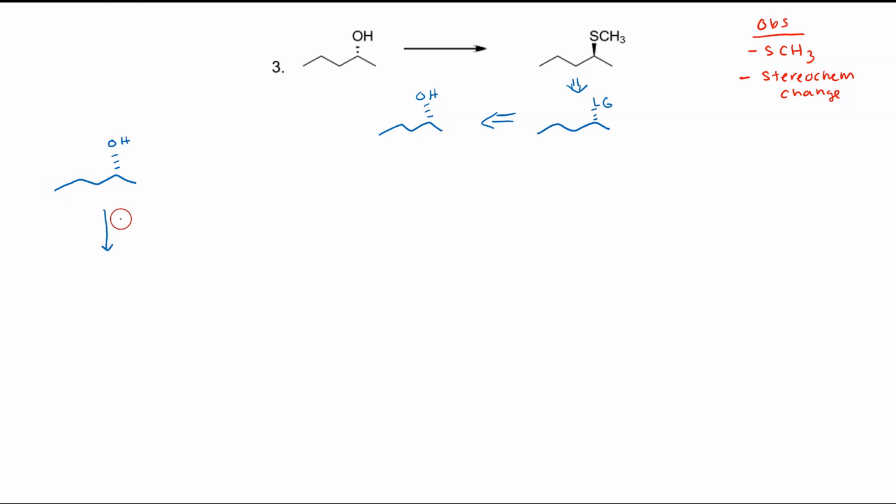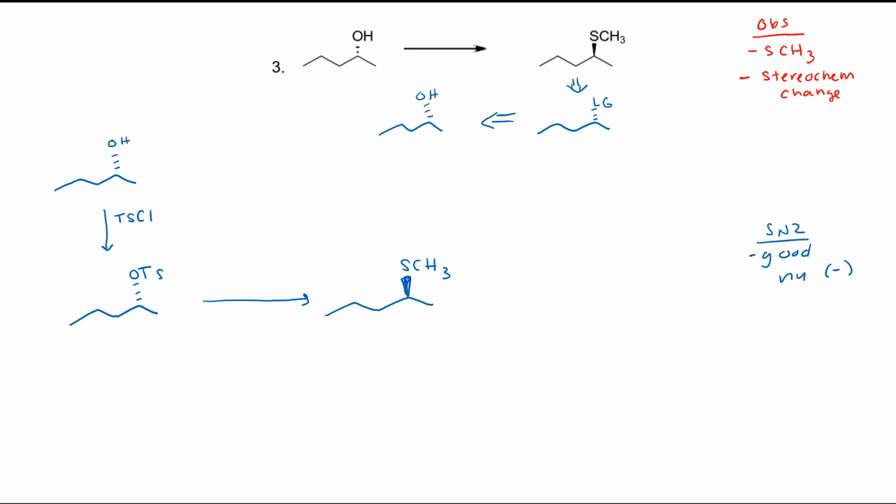we can make this a better leaving group by adding tosyl chloride, which converts it to an OTs. And now for the SN2, to get SCH3, for an SN2 I want to have a good nucleophile, which means it's going to be negatively charged, and the stereochemistry is already inverting here. So what I can just do is add NaSCH3, and then I get the product that I desire.